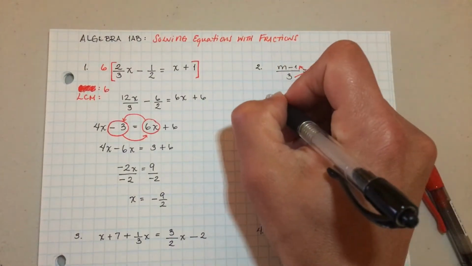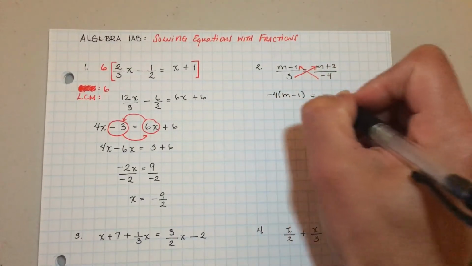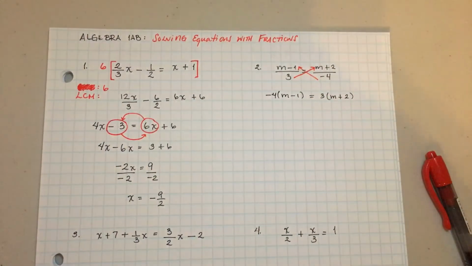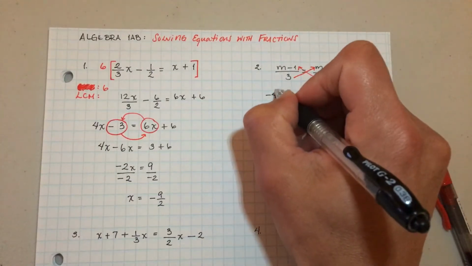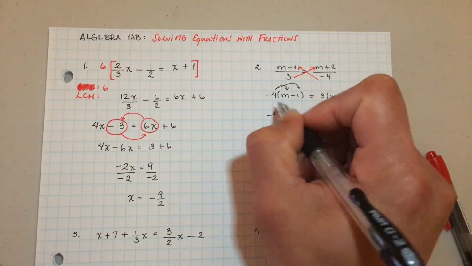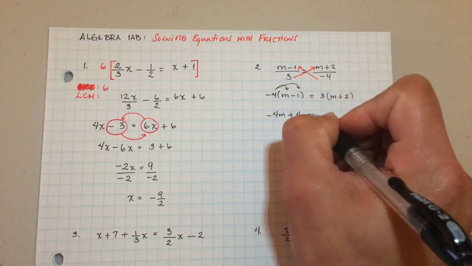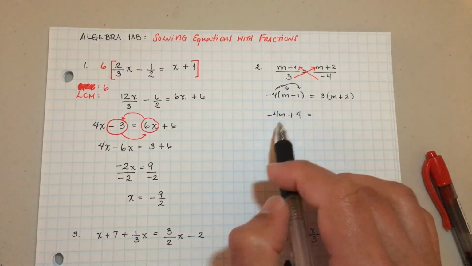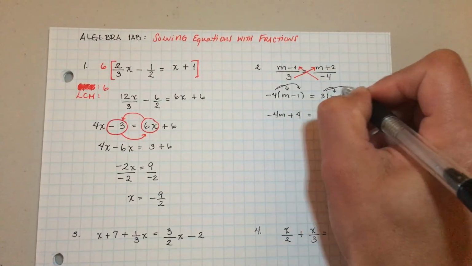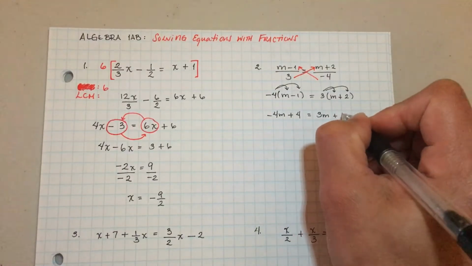So we're going to do negative 4 times m minus 1 equals 3 times m plus 2. And then we're going to distribute. Negative 4 times m is negative 4m. Negative 4 times negative 1 is positive 4. And over here, the same thing, 3 times m is 3m, and 3 times 2 is 6.